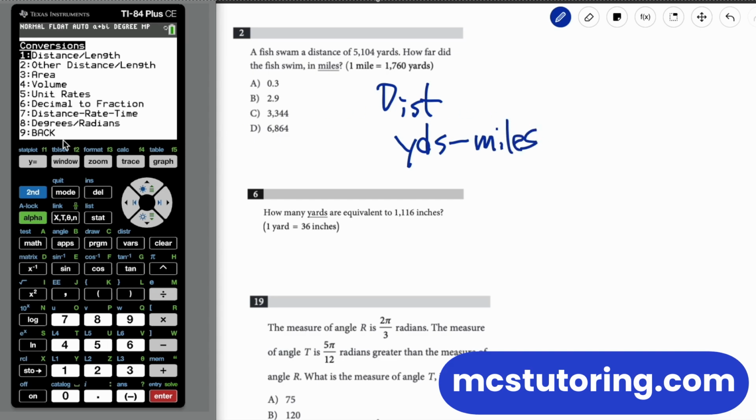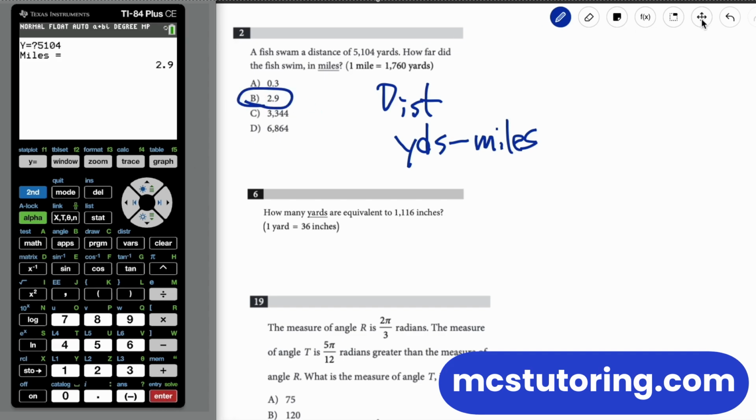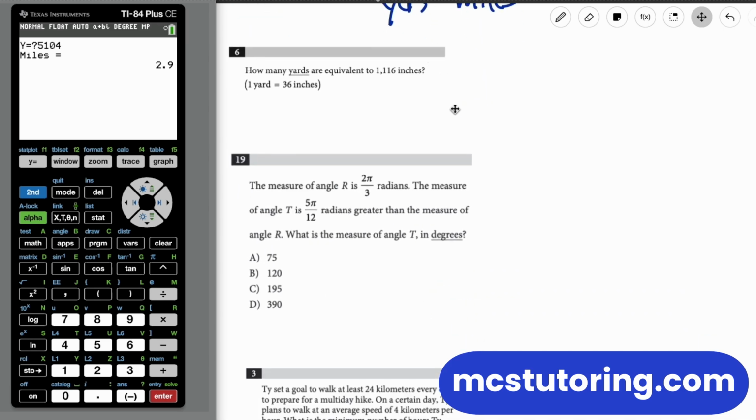Right? So we're going to go distance length, and then yards to miles, option 4 there. And then how many yards do we have? 5104. And then 2.9 miles. Great. There we go. I think I know some people who swam that a few weekends ago.